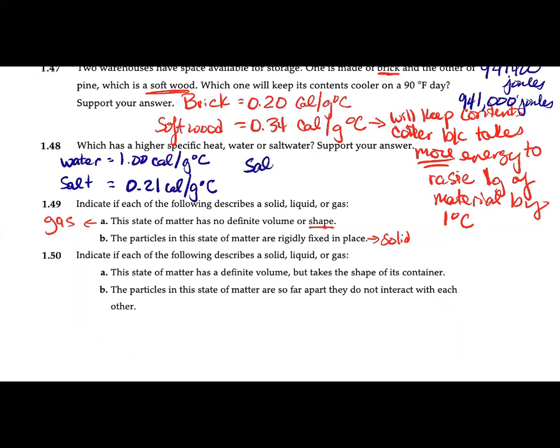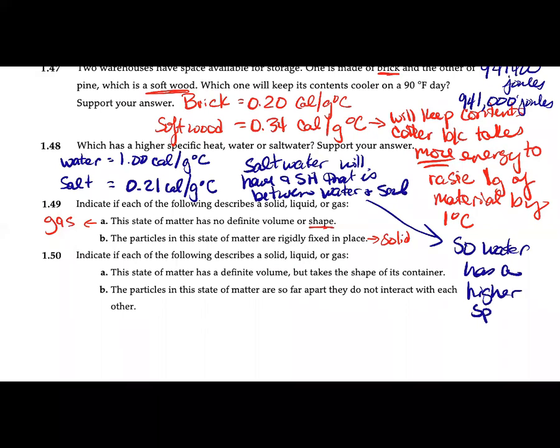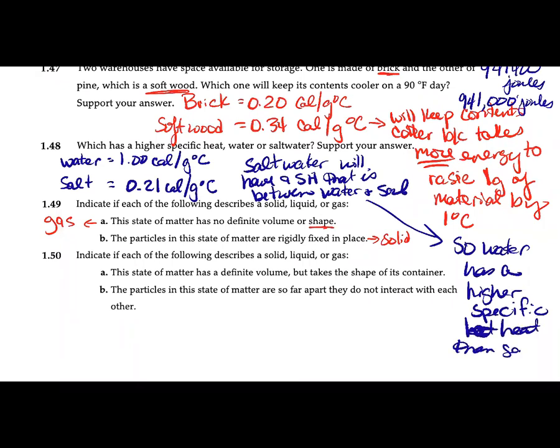So then salt water will have a specific heat that is between water and salt. So which has a higher specific heat? Our answer is that water has a higher specific heat than salt water.